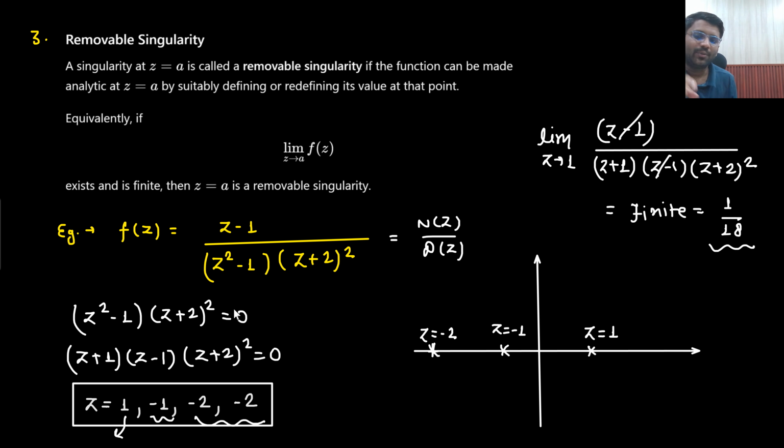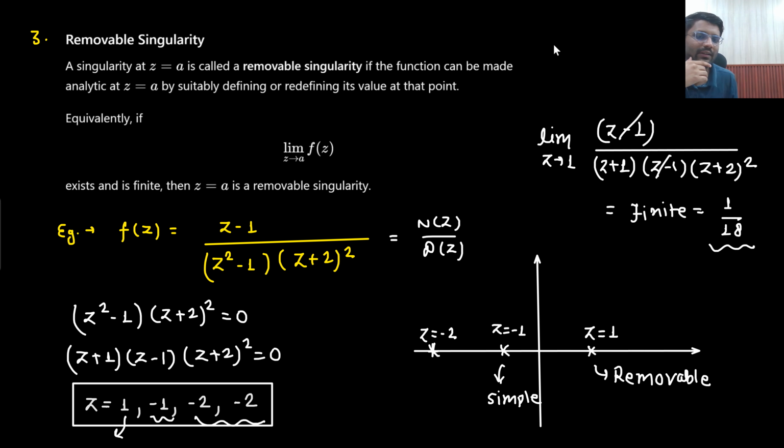Sir, z equals 1 was removable because I could know that at z equals 1, this is becoming 0 only, so it will become 0 by 0 form. That means there is a chance of getting a finite value, right? The limit will exist, so this singularity is known as removable. What will the singularity at z equals minus 1 be known as? Sir, z equals minus 1 will be known as a simple pole.